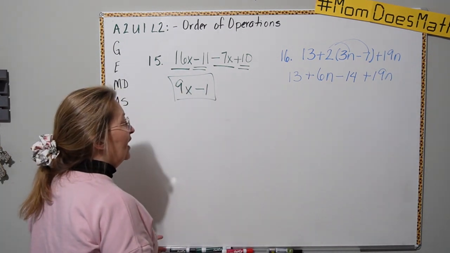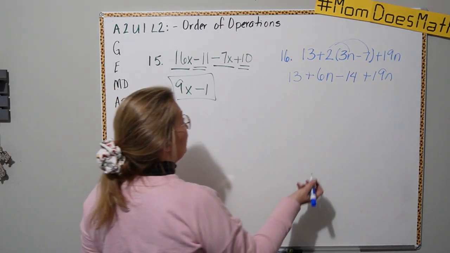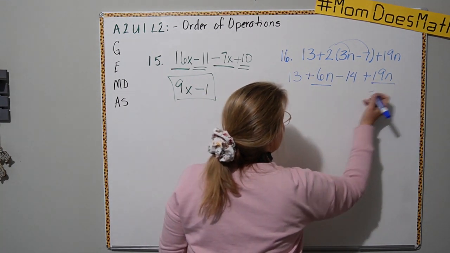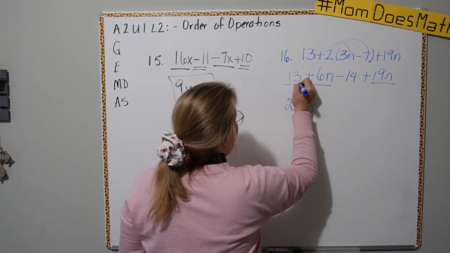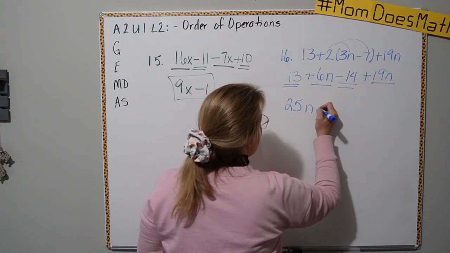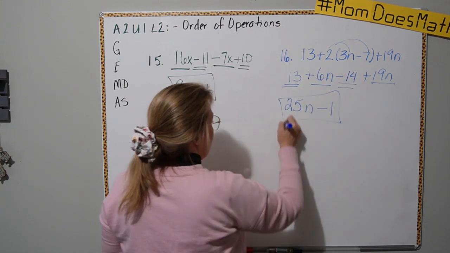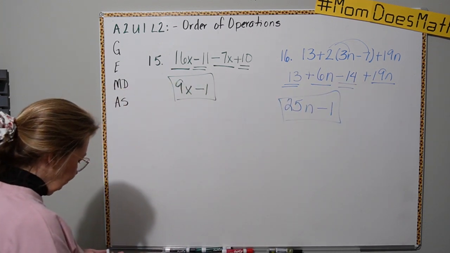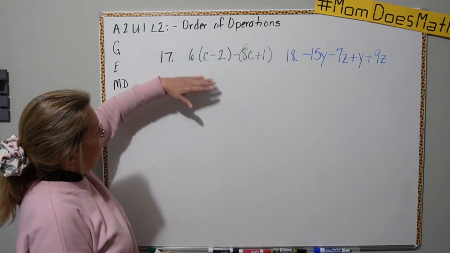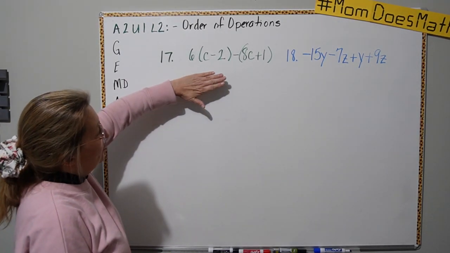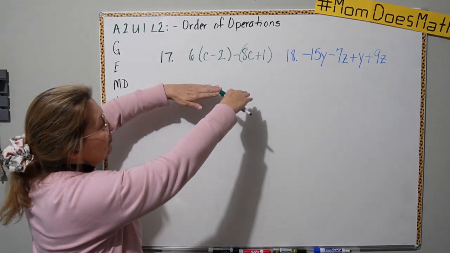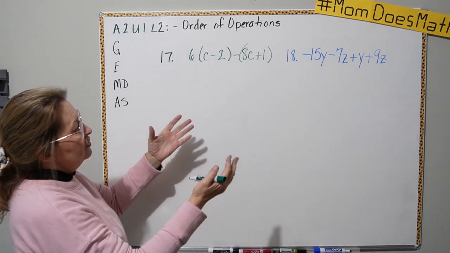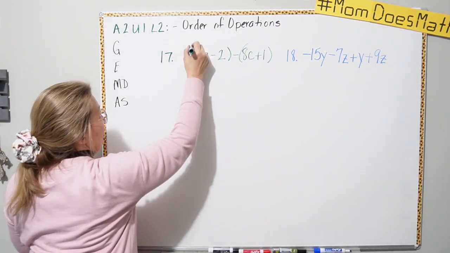Okay, now let's combine terms. Let's start with our variable terms. 6n plus 19n is 25n. And positive 13 minus 14 gives me minus 1. We're still just simplifying. Number 17, we want to get rid of the parentheses, and in both cases we can't actually perform that operation, so we're going to distribute what is outside in both cases.